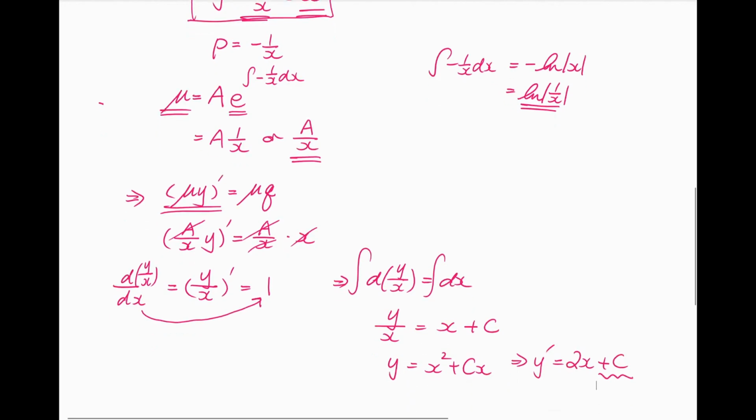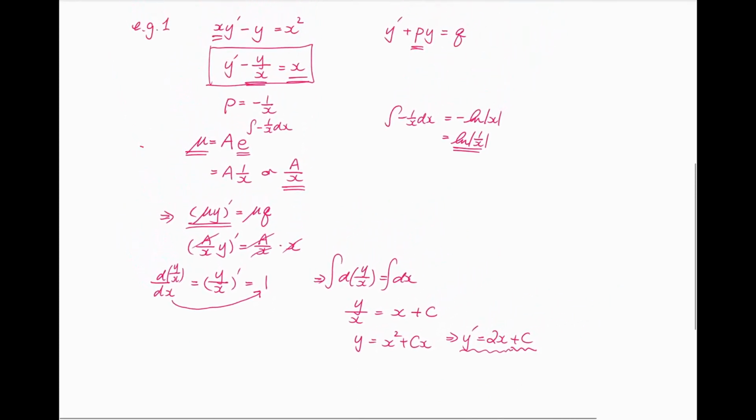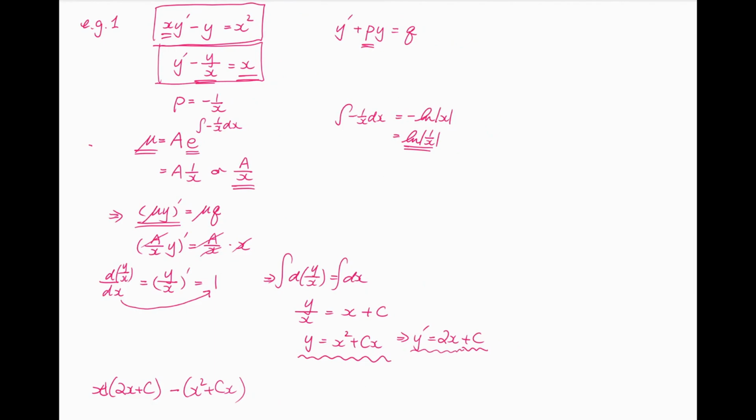Now this is good, and why do I want to take the differentiation again? Because I want to verify. Let's say that I have this equation. How do I know if my solution, y equals x squared plus cx, is correct? I'm going to plug my solution back into the equation. So I'm going to have x times y prime, which is 2x plus c, and then minus y, which is x squared plus cx. This is my left hand side.